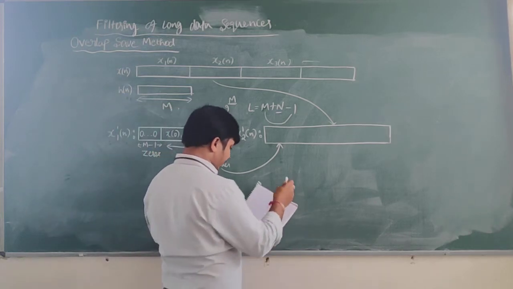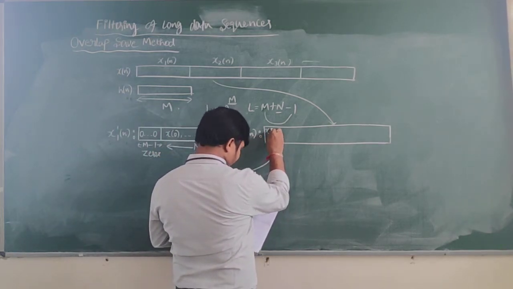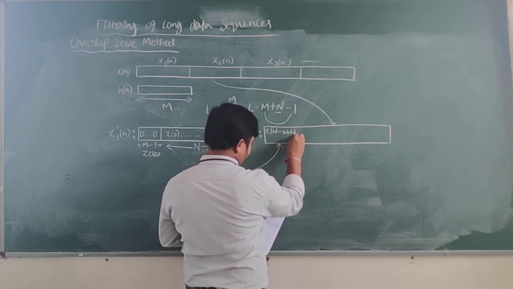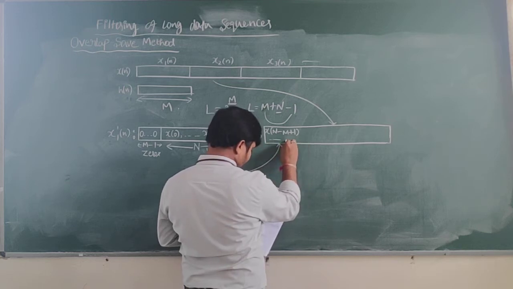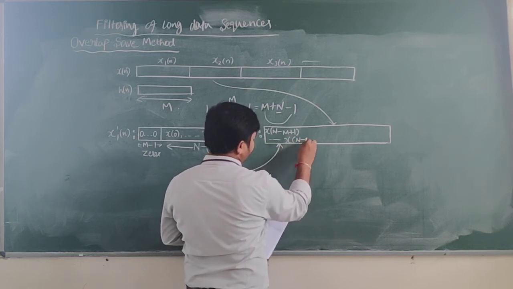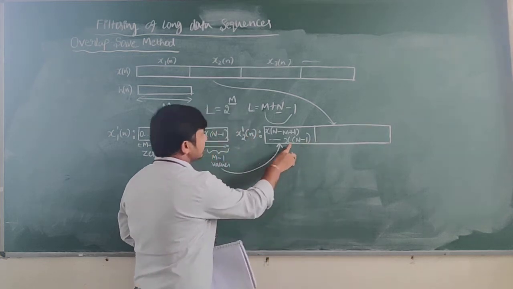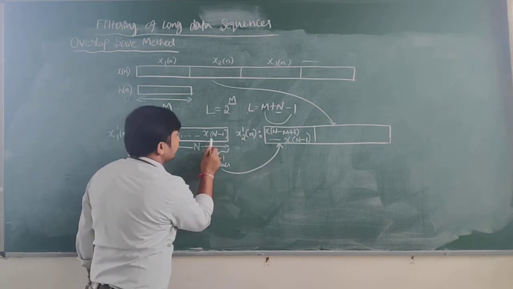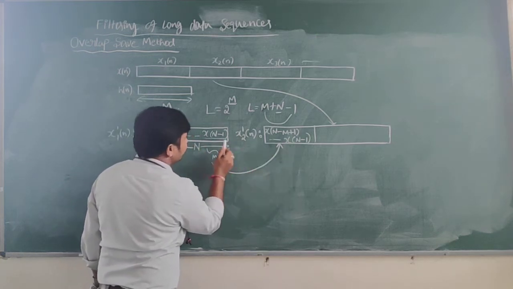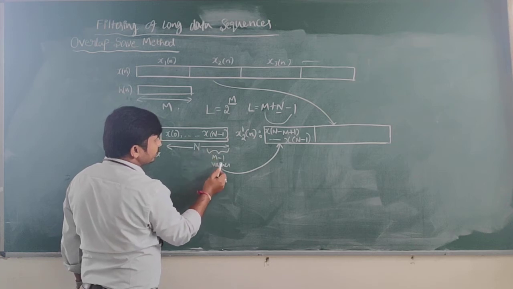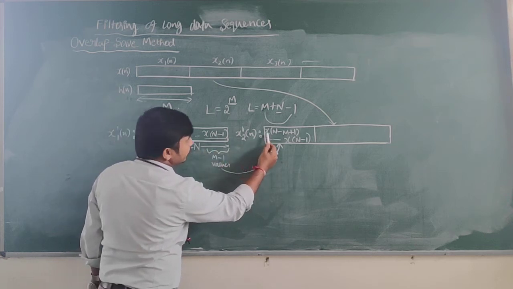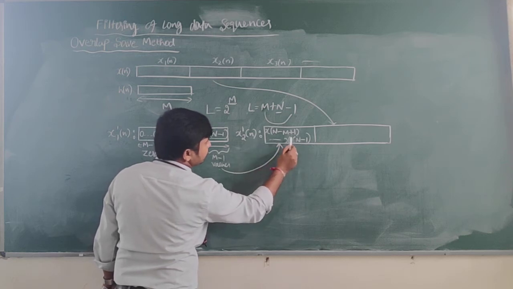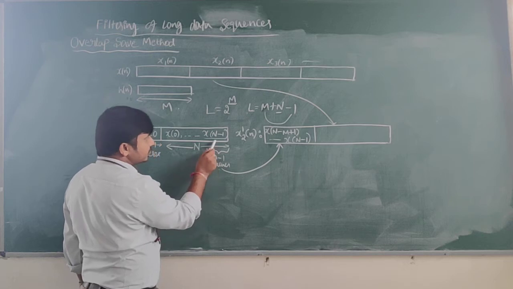That is given by x of n minus m plus 1 and so on up to x of n minus 1. These are the m minus 1 entries. Since x of n minus 1 is the last one, before it I take m minus 1 entries including it, so x of n minus m plus 1 to x of n minus 1. These are the m minus 1 values.